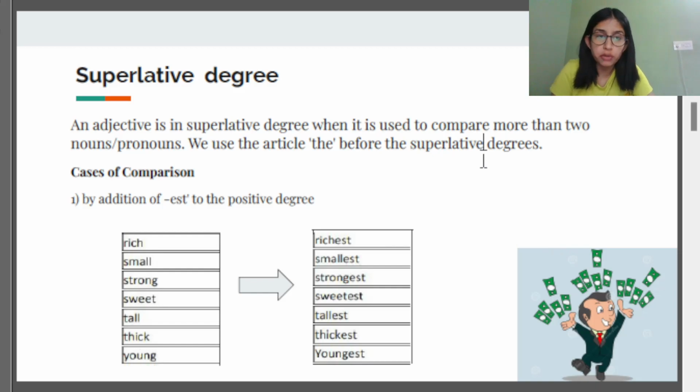I hope this is clear to everyone that we will know the adjective is in superlative degree when it is used to compare more than two nouns, because comparison is between more than two nouns. So we're using est instead of just er because we are comparing between more than two things. And we are using the article the before the superlative degrees always. We'll move forward from here then.